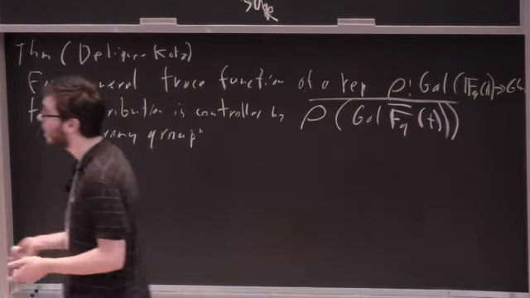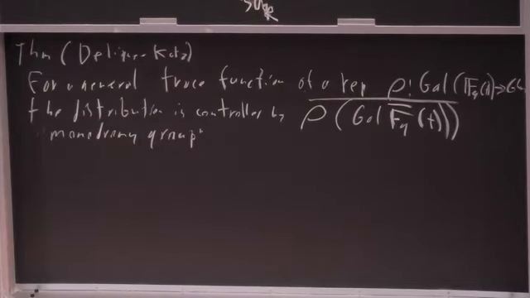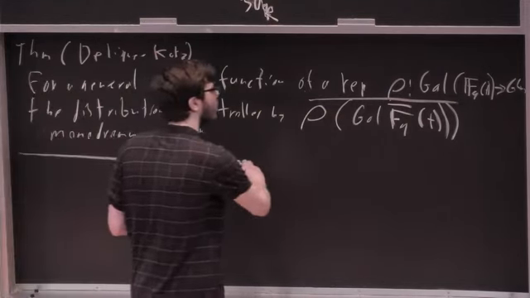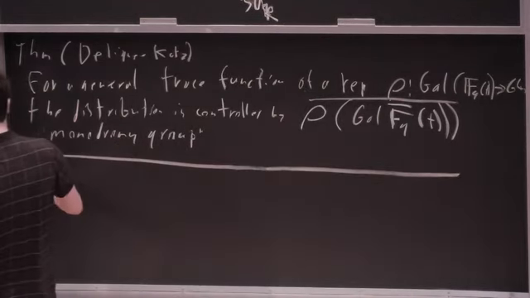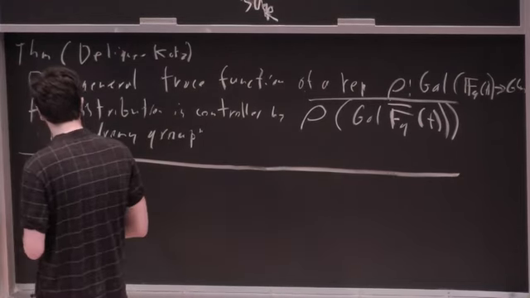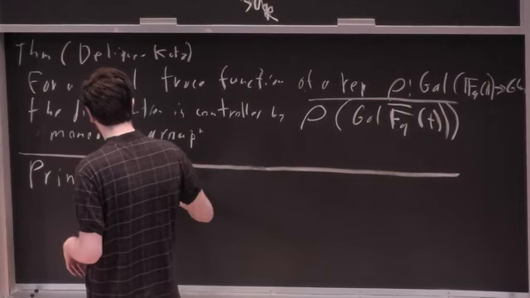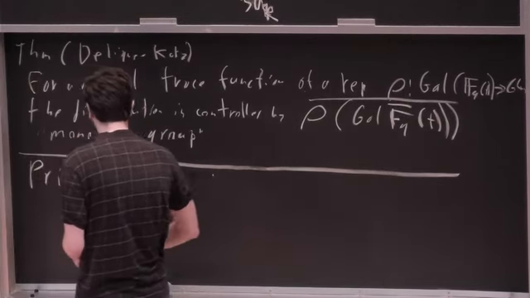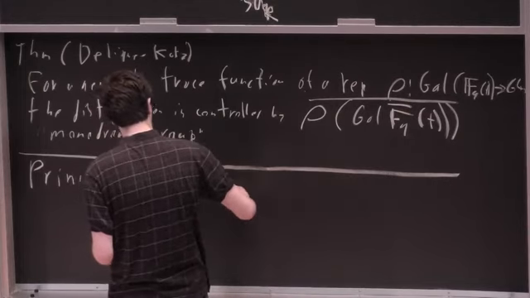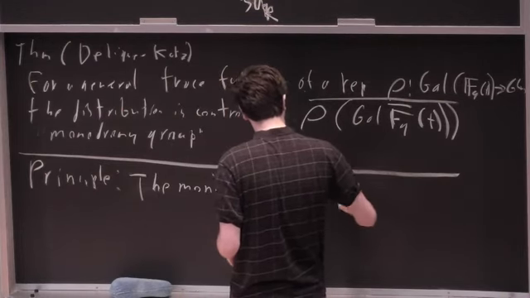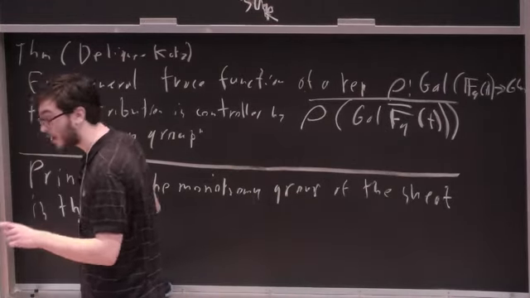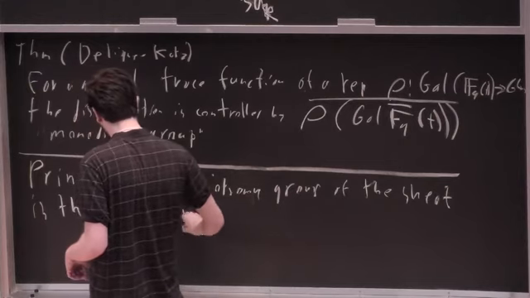So what I'd now like to do is explain what this looks like on the differential equation side. Let me write down here another kind of principle: the monodromy group of the sheaf, which controls equidistribution, is equal to the monodromy of the differential equation, which I'll explain what that is.